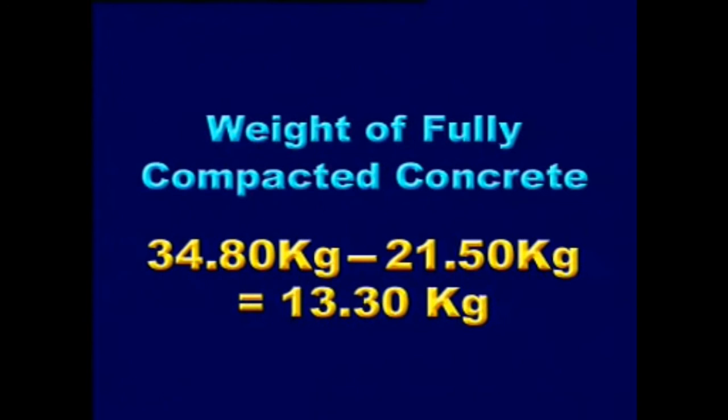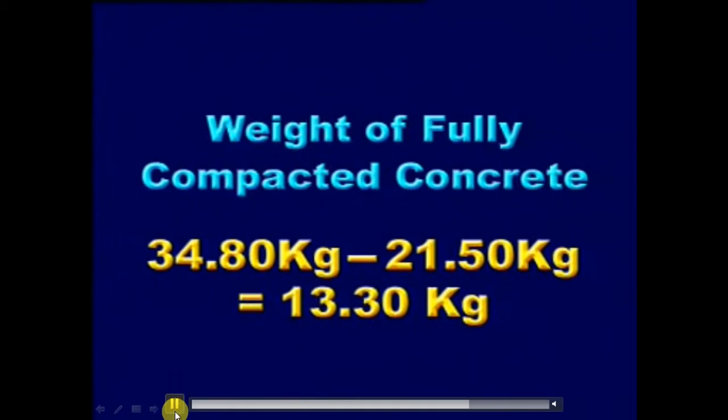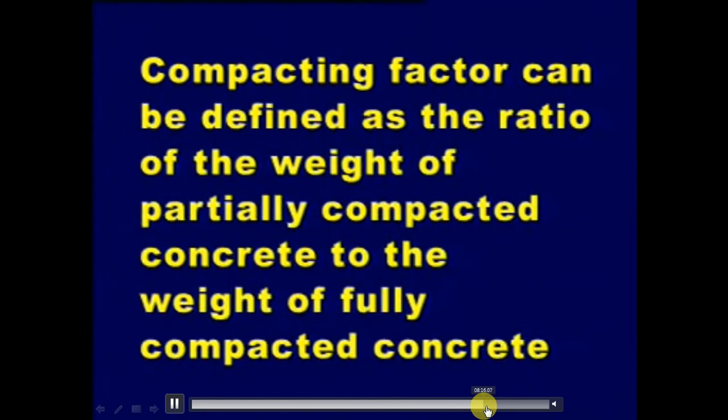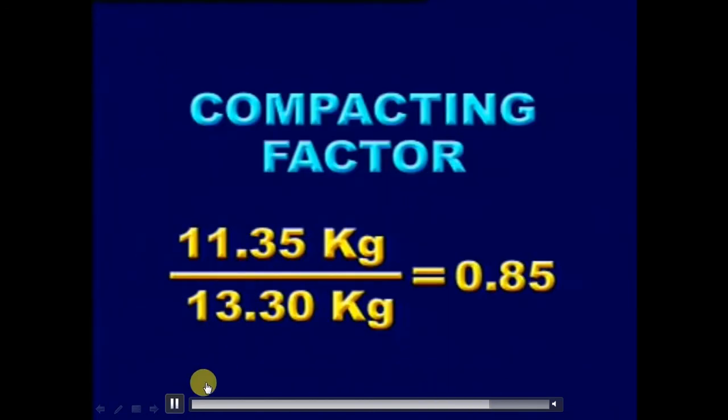So this gives the difference between the concrete plus cylinder and the weight of the cylinder. Now this is the weight of the fully compacted concrete, because all the layers of concrete have been compacted internally, as well as externally. So the ratio between the weight of the partially compacted concrete and the weight of the fully compacted concrete gives the compaction factor. It is always less than 1.